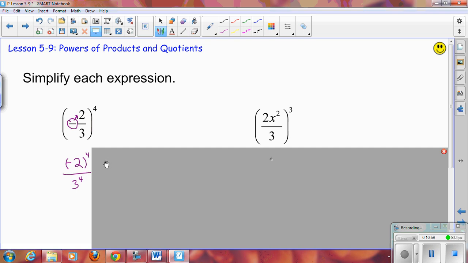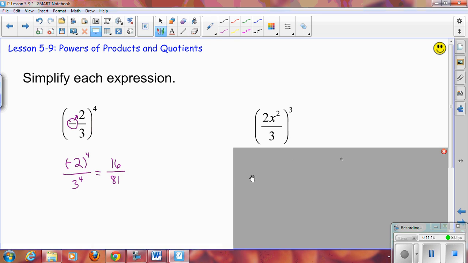And 4 negatives are going to cancel each other out. Okay? Negative 2 times negative 2 is 4. Times negative 2 is negative 8. Times negative 2 is 16. And then 3 to the 4th is 81. So the answer is 16 over 81.